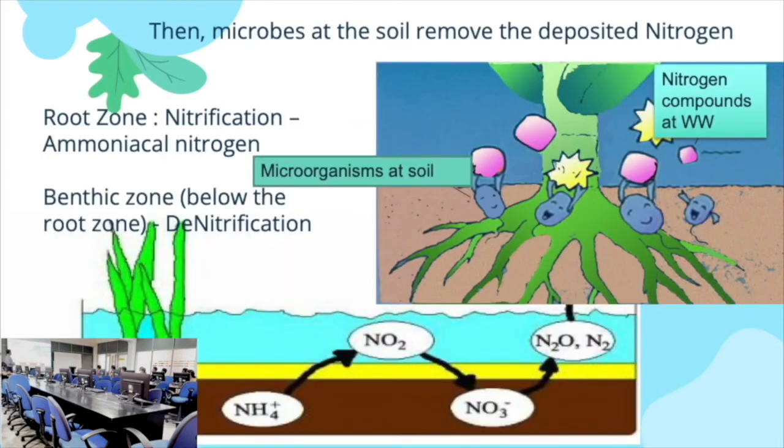When we look at the nitrogen removal, when the organic nitrogen enters the system, around the root zone it is converted into nitrate and nitrite in the aerobic zone, and in the benthic zone, or below the root zone, where the anaerobic conditions are. In those conditions, denitrification occurs, and the nitrate and nitrite are converted to N2O, nitrogen gas.